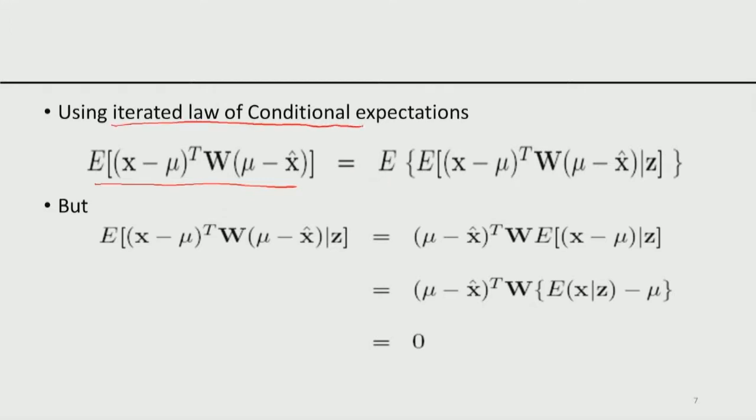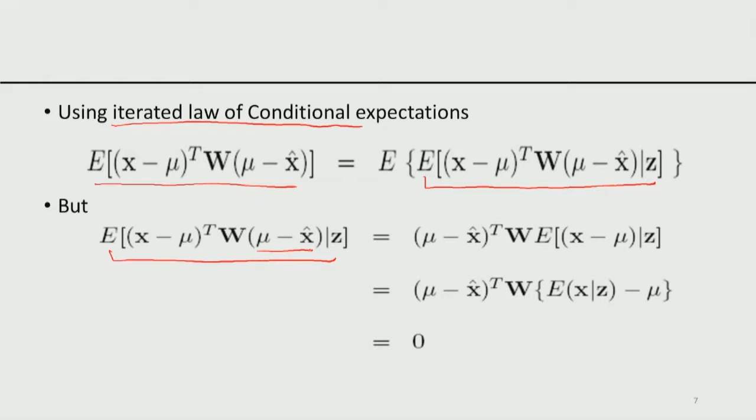iterated conditional expectations. So what is the basic idea? First, I could consider the conditional expectation of this quantity x minus mu transpose W mu minus x hat given z. If you calculate this conditional expectation, it will become a function of z, and then you take another expectation with respect to the distribution of z to be able to get rid of the randomness with respect to z as well. So the inside one is given z, the outside one is expectation with respect to z. Now let us look at the conditional expectation, the inside factor. So this is the conditional expectation which is inside. If z is given, since x hat is a function of z, mu minus x hat is a known quantity given z.